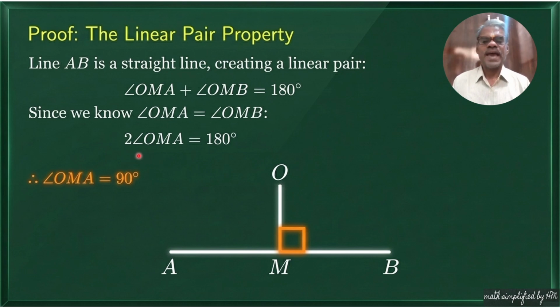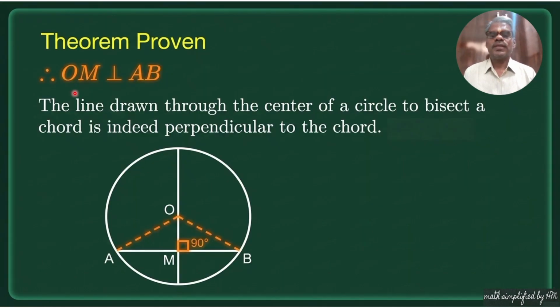Therefore, 2 times angle OMA is equal to 180 degrees. Therefore, angle OMA is equal to 90 degrees. Thus, we have shown OM is perpendicular to AB.